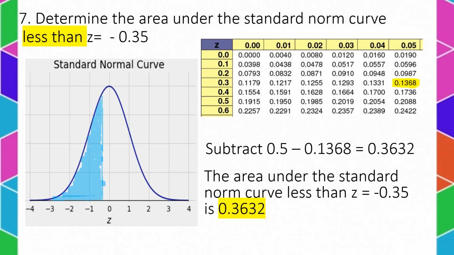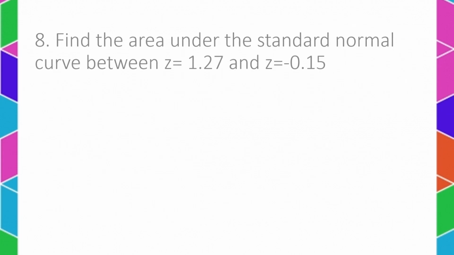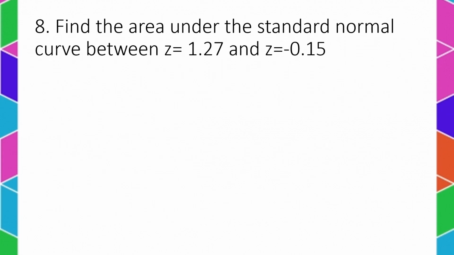Problem number 7. Okay, so marami na tayong examples. I hope na iintindihan nyo na on how to identify the region under the normal curve. Okay, let us proceed to number 8. Find the area under the standard normal curve between z equals 1.27 and z equals negative 0.15.